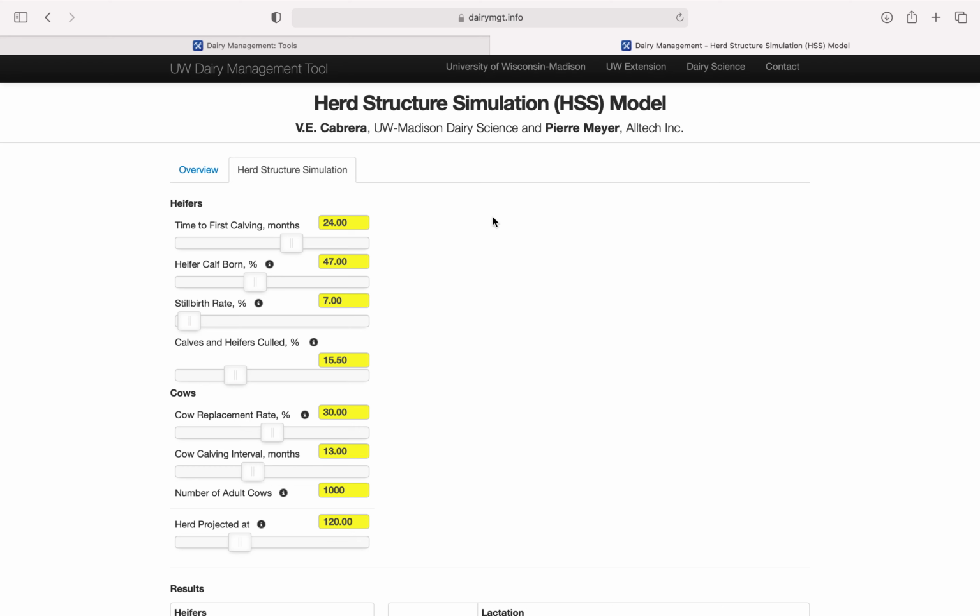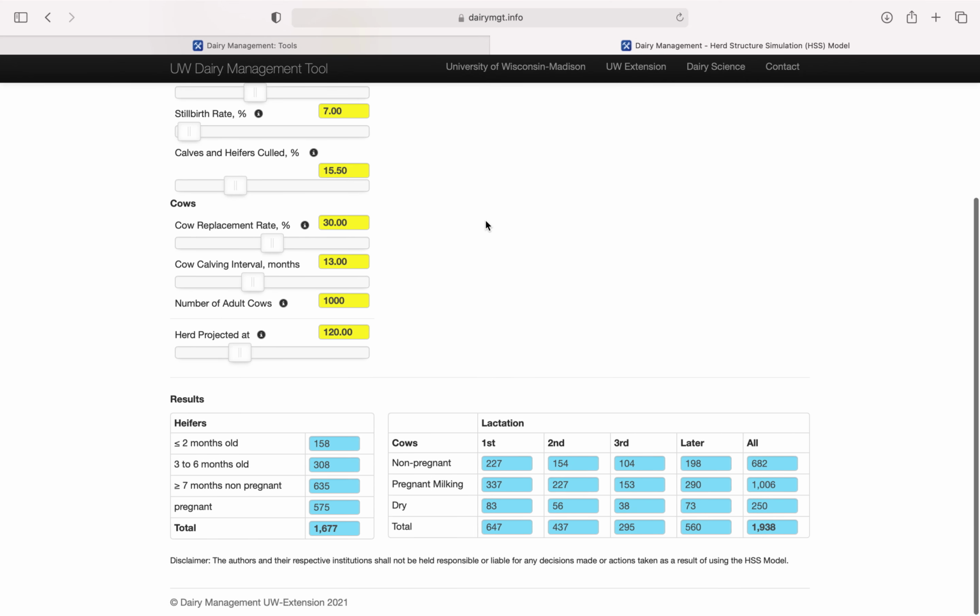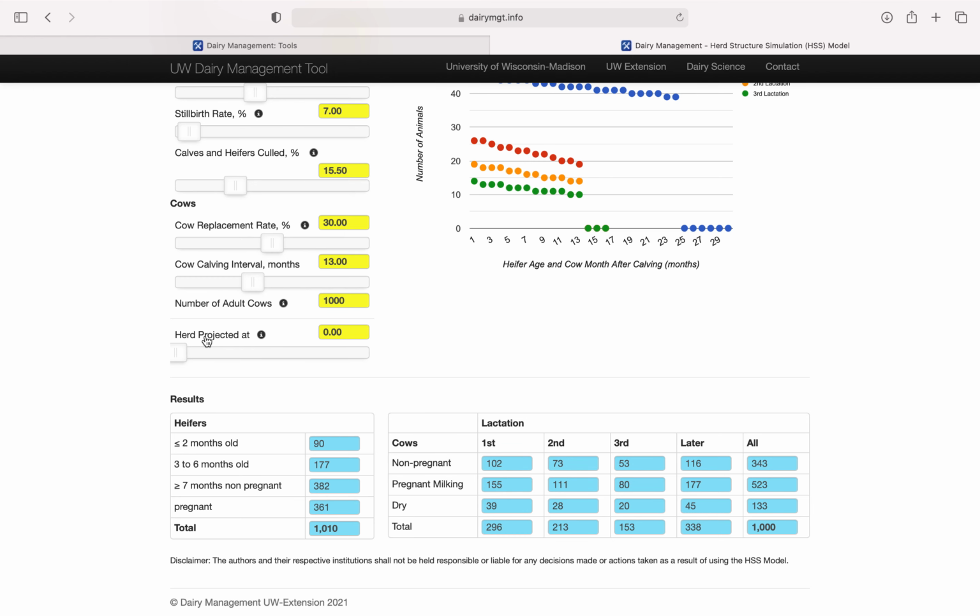Let's pretend that our default data that appears when loading the tool represents a herd. So let's move the slider, herd projected at, all the way to 0, and we can see the herd in steady state. In the graph, every dot represents an animal state. In blue, the young stock includes calves and heifers labeled as heifers. And in other colors, different lactation of adult cows.